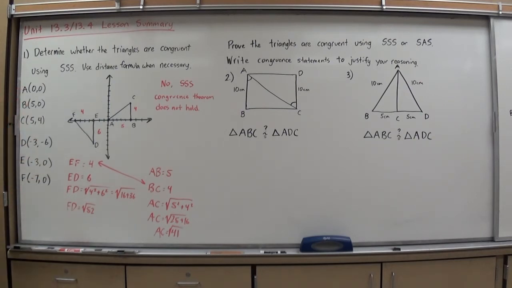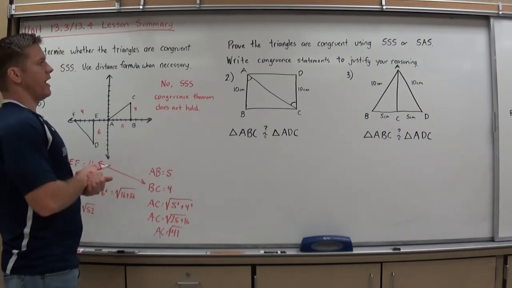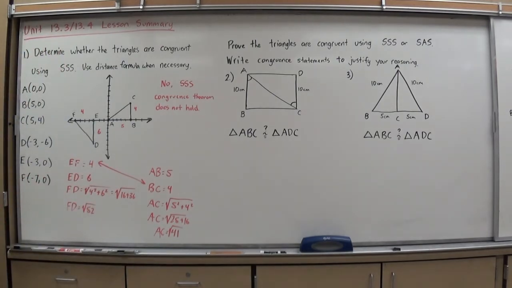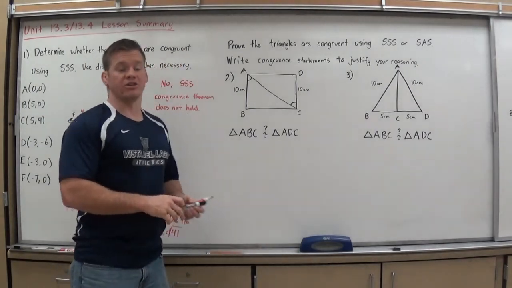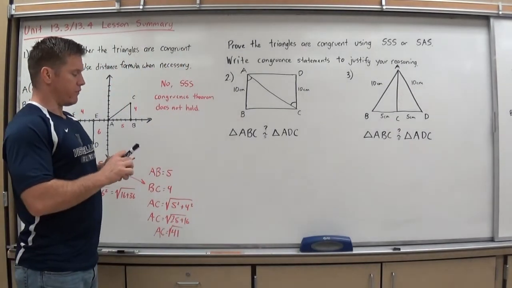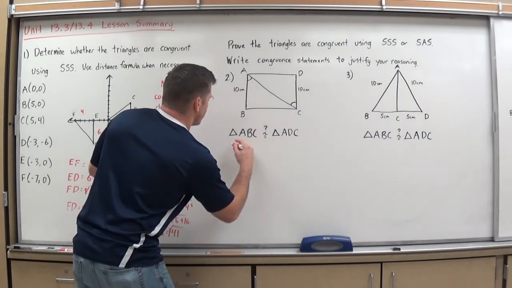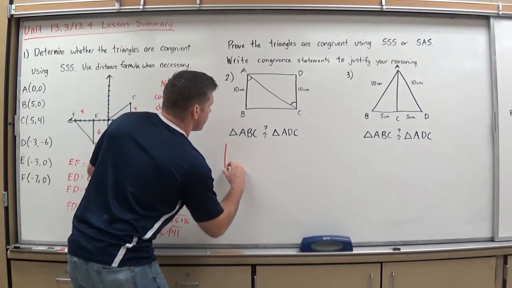It says here, prove the triangles are congruent using side, side, side, or side, angle, side. Write congruence statements to justify your reasoning. So one thing I'm going to look for you to do here is actually mark up the diagram. And for some people, it helps to draw the triangles out separately as well. So I'll do that first as well.